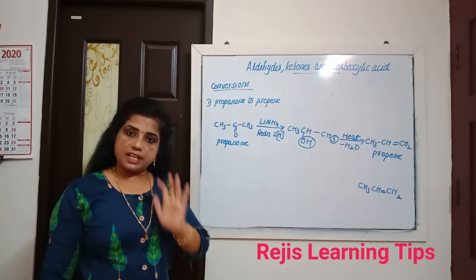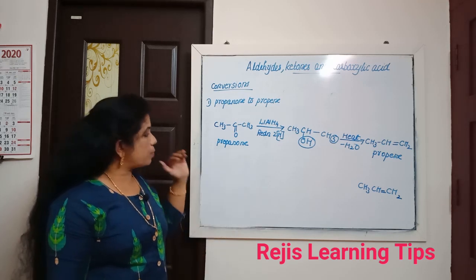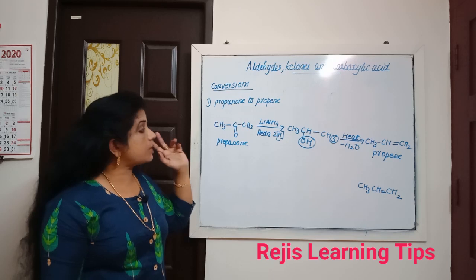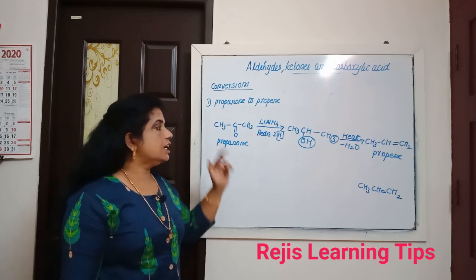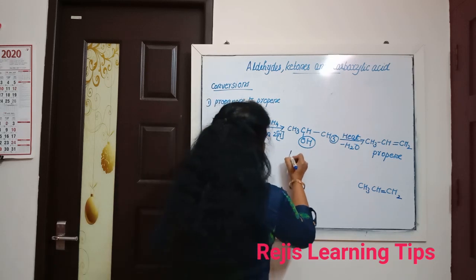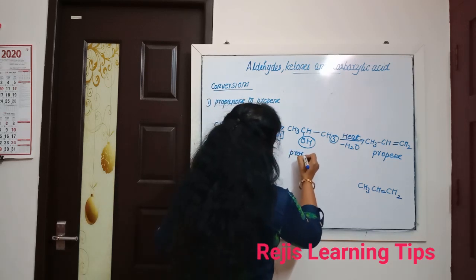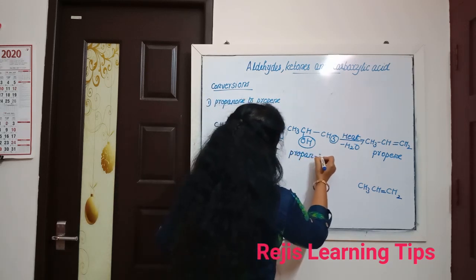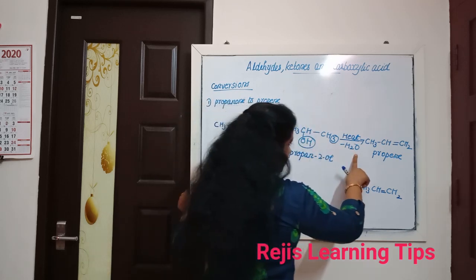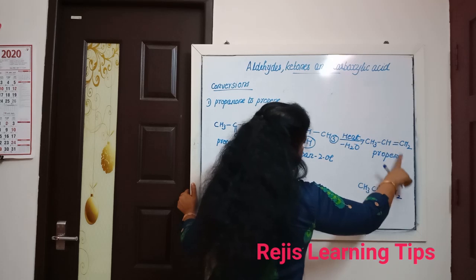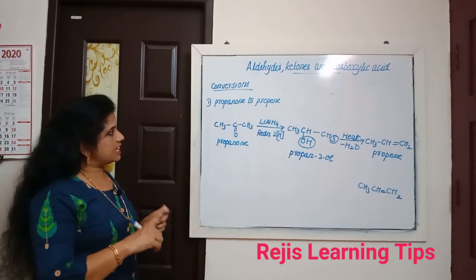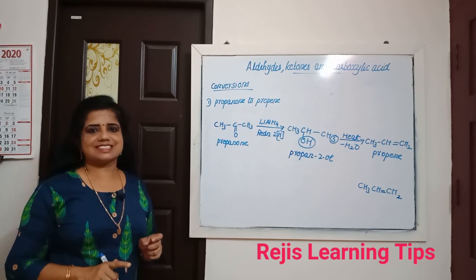Otherwise, propanone undergoes reduction with lithium aluminium hydride. Then we will get propanol. This is propanol. Then it undergoes heating, and then we will get propene. Understood? Okay, then we can see the next conversion.